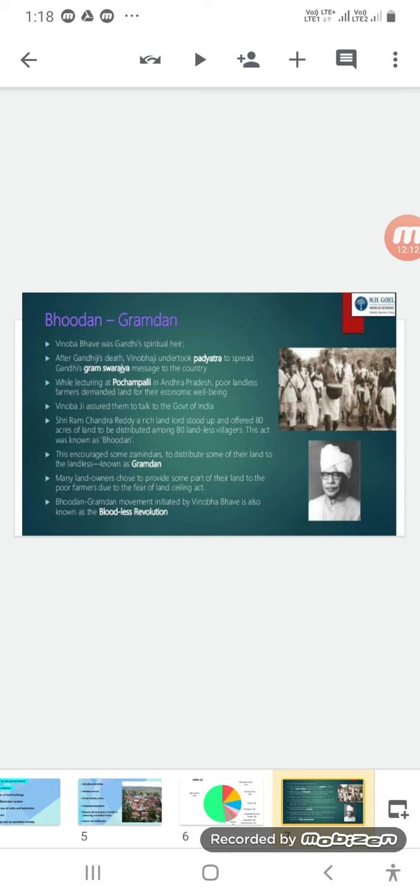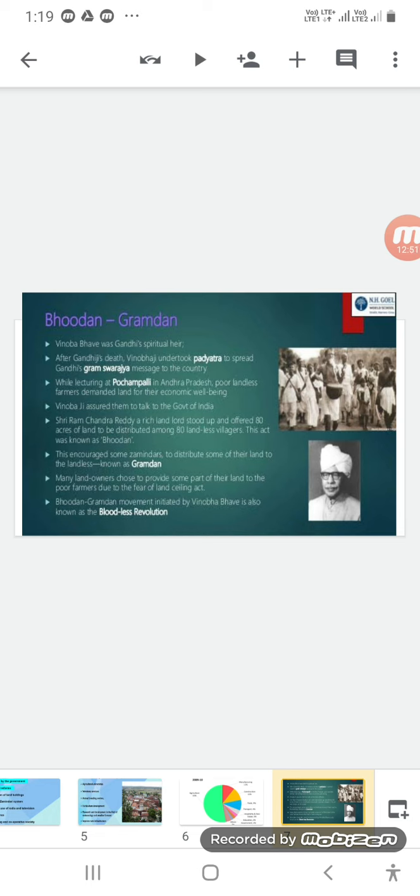While speaking in Pochampally in Andhra Pradesh, a poor, landless farmer demanded land for their economic well-being. He told that we can be developed, we can have economic well-being, but we should have land for that, and we do not have any land. And Vinoba ji assured them he would talk to the government. He told them that I will go to the court, I will go to the government of India and talk to them regarding this issue.